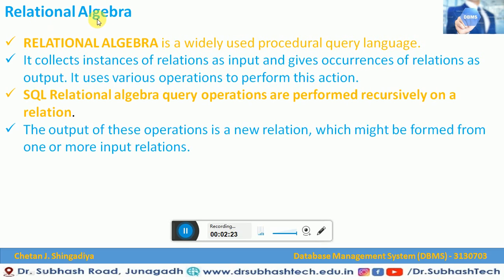That means in relational algebra, if we would like to perform this kind of thing, then we have to use many types of operations. Like in SQL, relational algebra query operations are performed recursively on a relation. The output of this operation is a new relation which might be formed from one or more input relations. So this is a simple definition or understanding of relational algebra in DBMS.